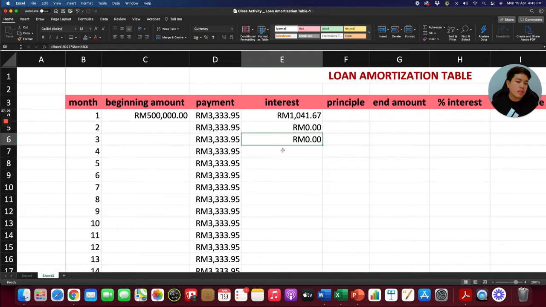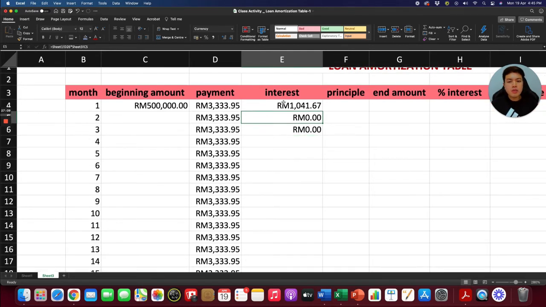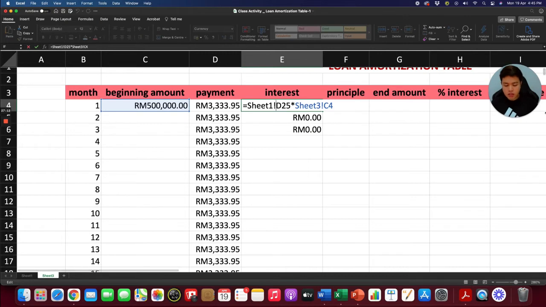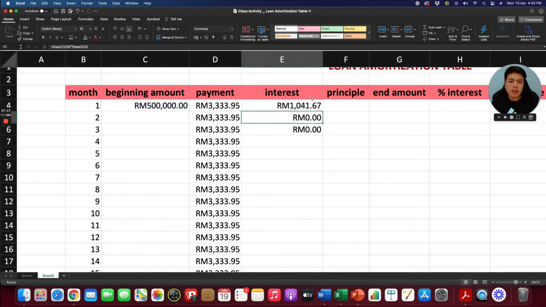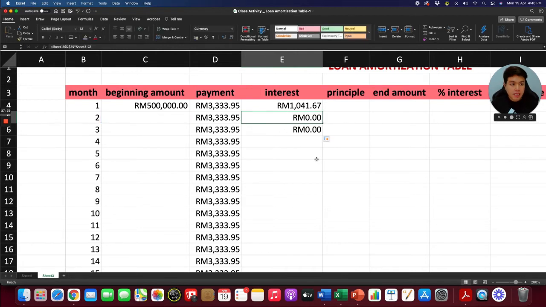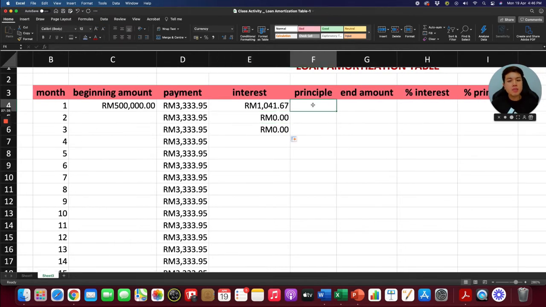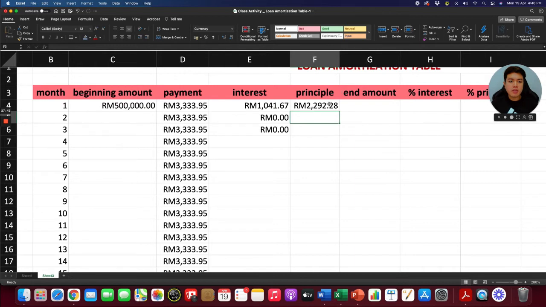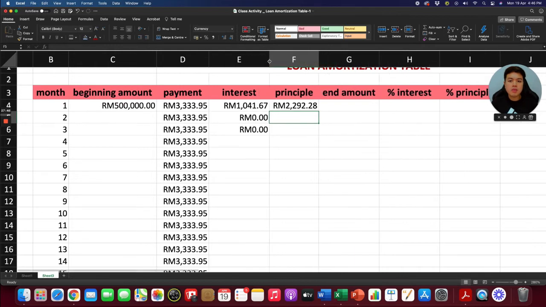So for the interest to be fixed here, don't forget, before D, use dollar sign, and before 25, use dollar sign as well, and then click enter. Then when you drag, it still becomes 0, but when you click, it is still fixed. Because there is no figure yet, it's okay, just leave it blank first. And then principal, how much is principal? Principal is very easy, payment minus interest. There you go. Don't forget to double click to make it bigger. So you can make this one smaller.